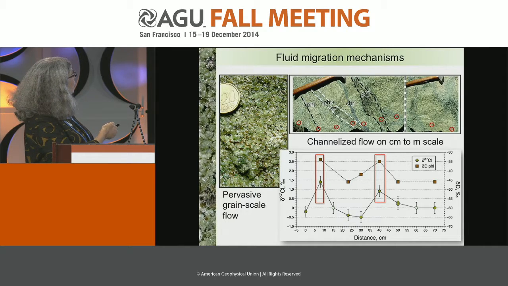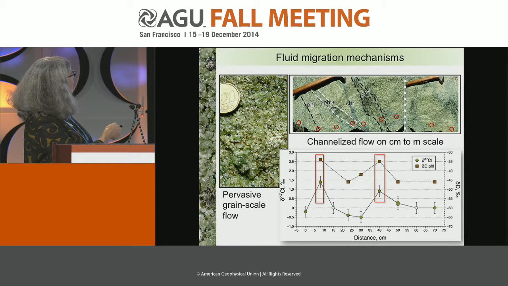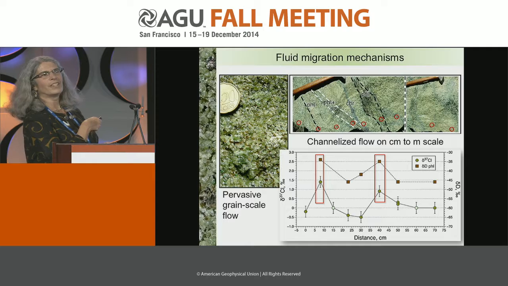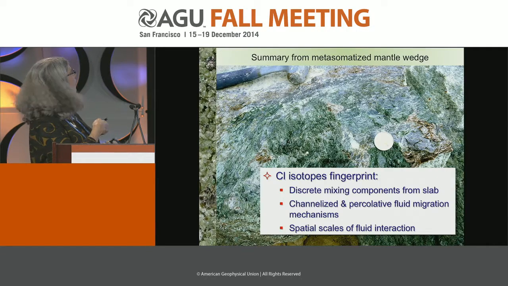So this tiny little phlogopite seam right here has higher delta 37Cl and delta D values than things on either side of it. And the same in this horizon right here. But this shear zone right here actually shows no change in delta 37Cl. So we're seeing both pervasive grain scale flow and channelized flow.